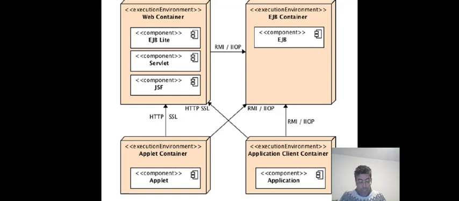The application client container, ACC, includes a set of Java classes, libraries, and other files required to bring injection, security management, and naming service to Java SE applications, Swing, batch processing, or just a class with the main method. The ACC communicates with the EJB container using RMI-IIOP and the web container with HTTP for web services.